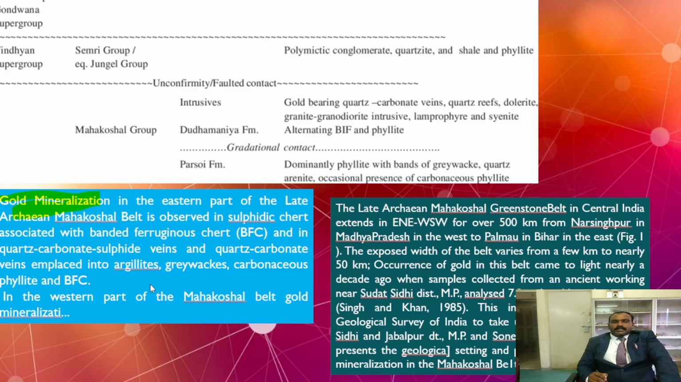This is the late Archean Mahakoshal greenstone belt of central India, which extends in the north, northeast, south, southwest and west, and covers nearly 500 kilometers in the formations of Madhya Pradesh. Those are exposed in the veins, and within a few kilometers, nearly 50 kilometers, occurrences of gold in the belt came to light nearly a decade ago. That formation became known to us through the Geological Survey of India, and therefore the Mahakoshal supergroup or Mahakoshal group is known for gold mineralization.